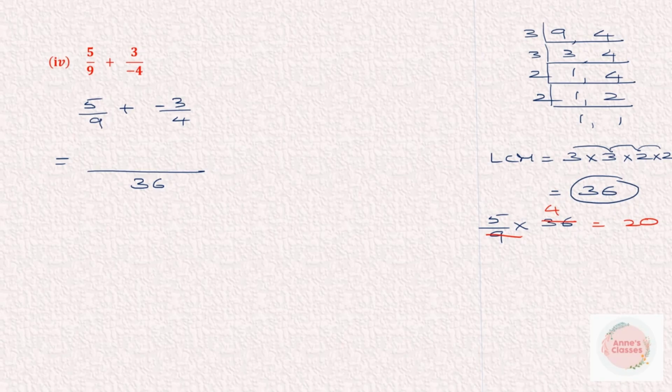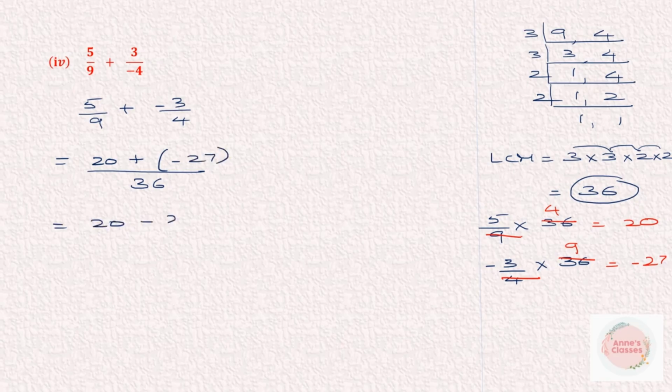So we have our first numerator, 20, plus, take the second fraction, minus 3 by 4. Multiply it with the LCM, 36. Cancel 4 and 36. 4 nines are 36. Now multiply the numerators. 9 threes are 27. We have a minus sign. Minus 27. Let's write it here. Minus 27. Now remove the brackets.